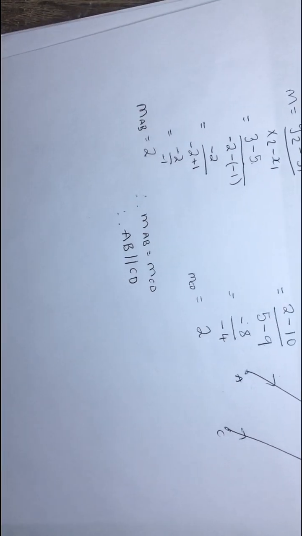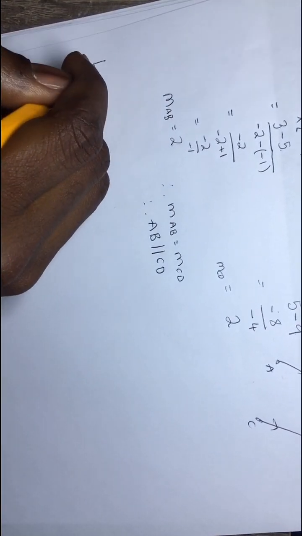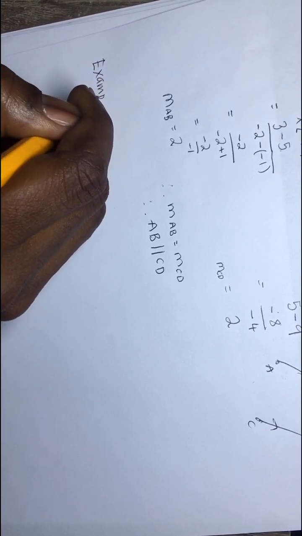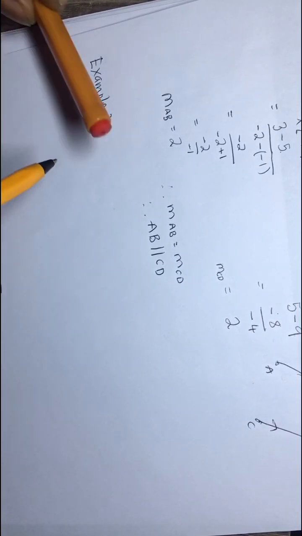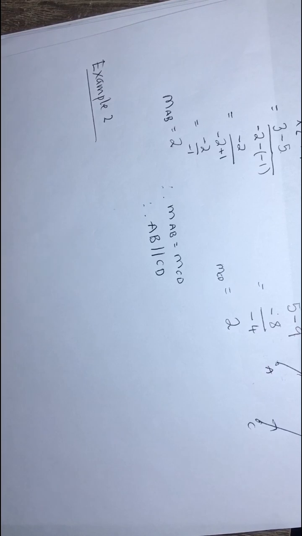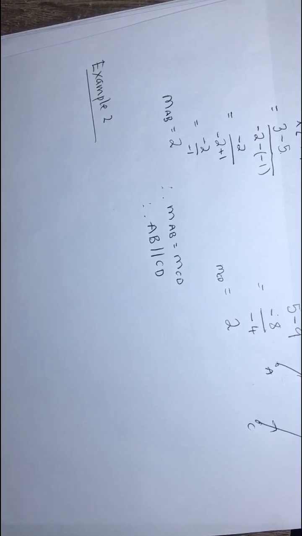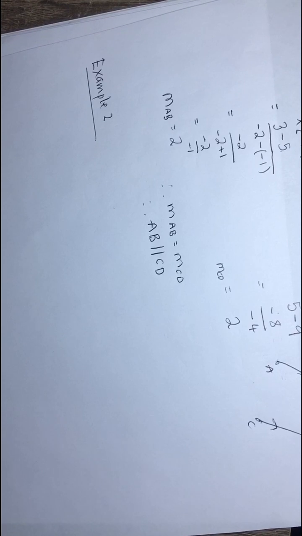Wonderful. Let's go to question 2. Example number 2. Yes, that's my ruler there. Collinear. How do you show that lines are collinear? Collinear.